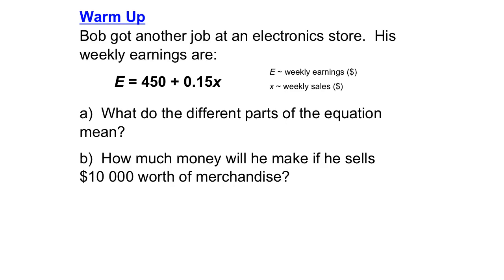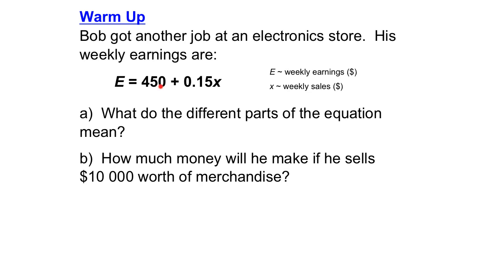Before we get to the next lesson, try this warm-up question on your own. Bob got another job at an electronics store. His weekly earnings are E equals 450 plus 0.15x, where E represents the weekly earnings and x represents the weekly sales. So there's two parts to this. What do the different parts of the equation mean? And how much money will he make if he sells $10,000 worth of merchandise? Pause the video, try it, and see how you do.